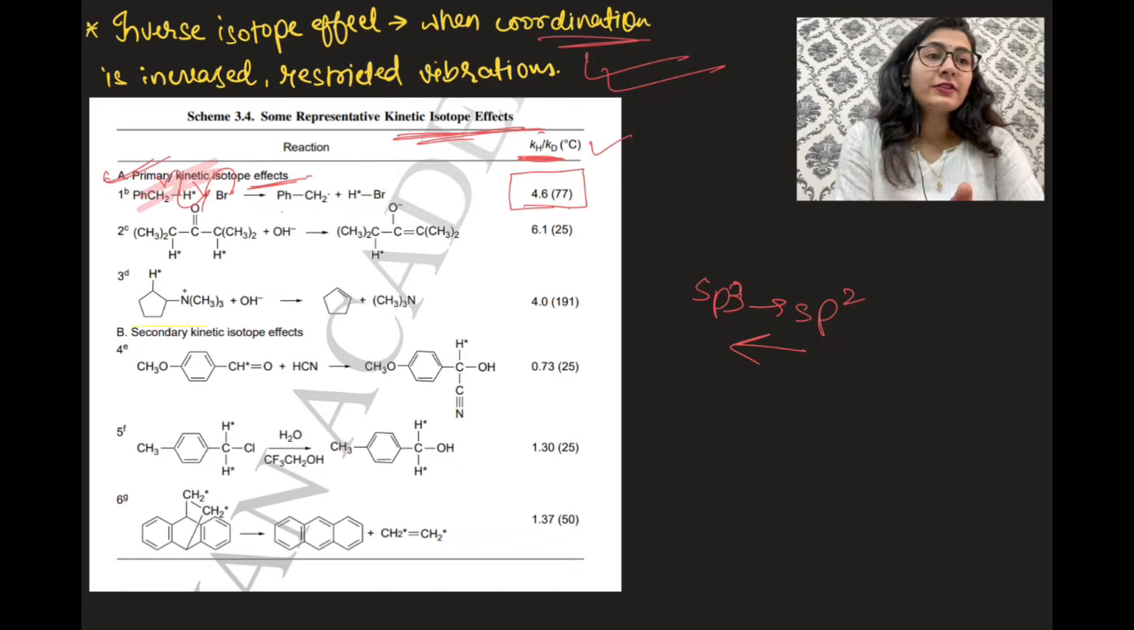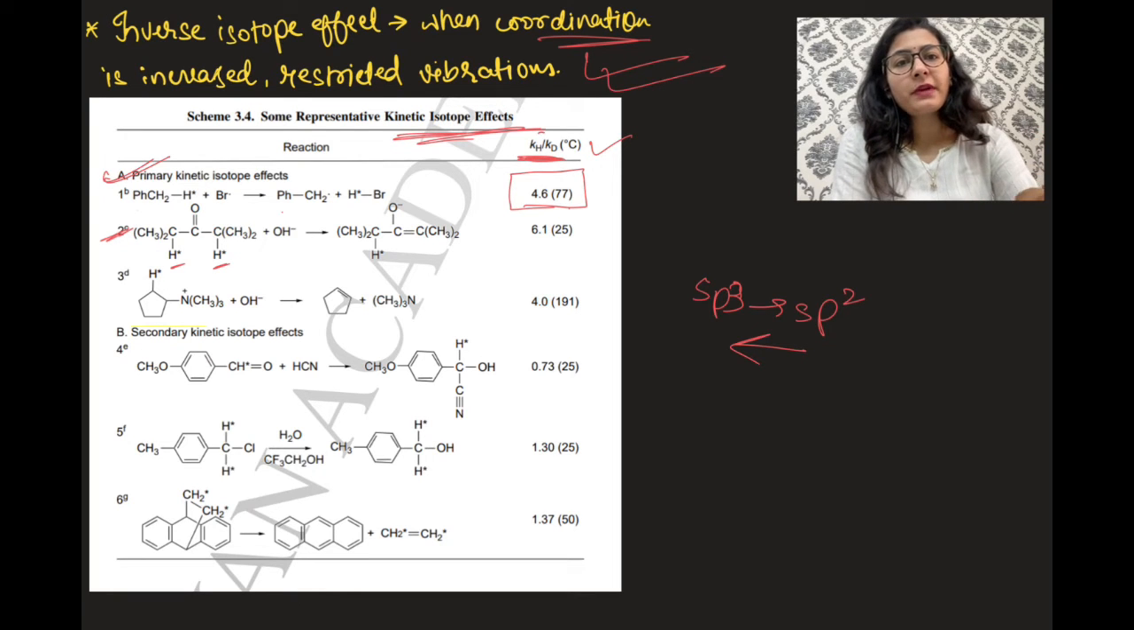All right, very, very important this one. Let's move onwards to the second one. You see, now there are two hydrogens shown over here. We are checking the isotope effect for these two hydrogens, and they are the alpha hydrogens.